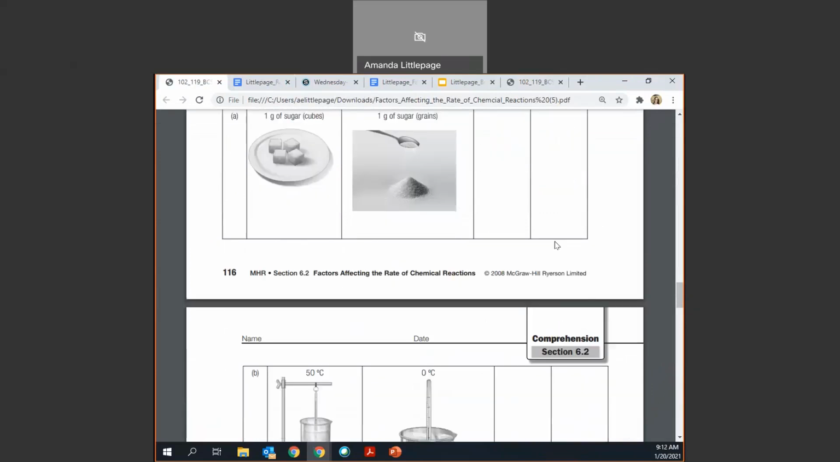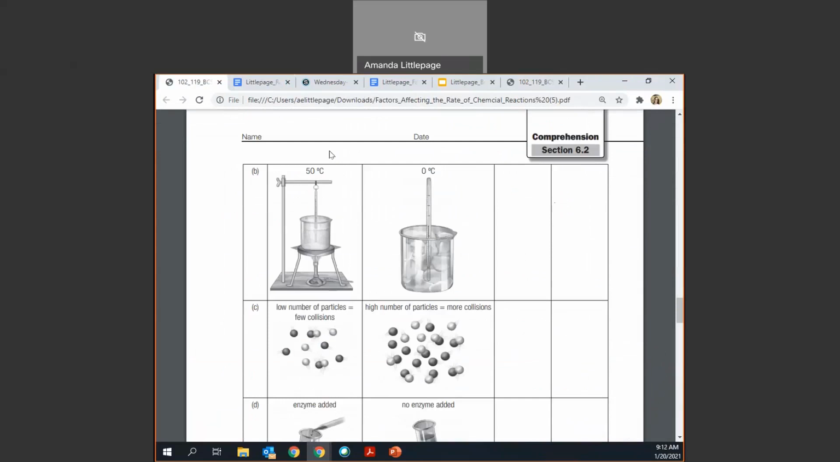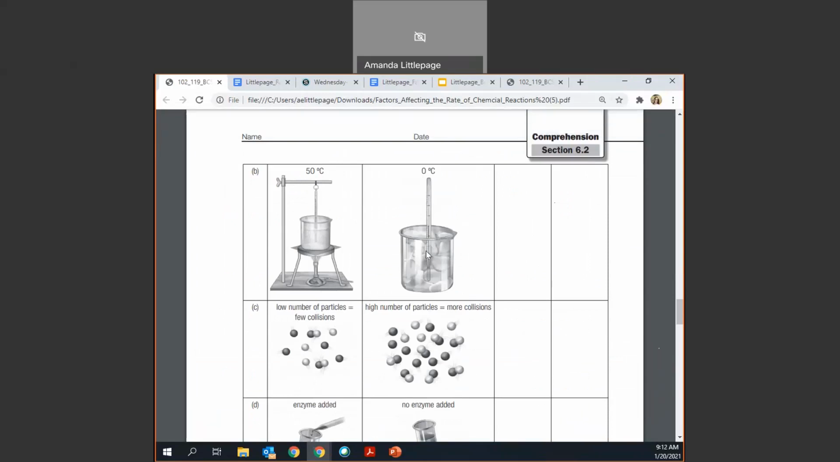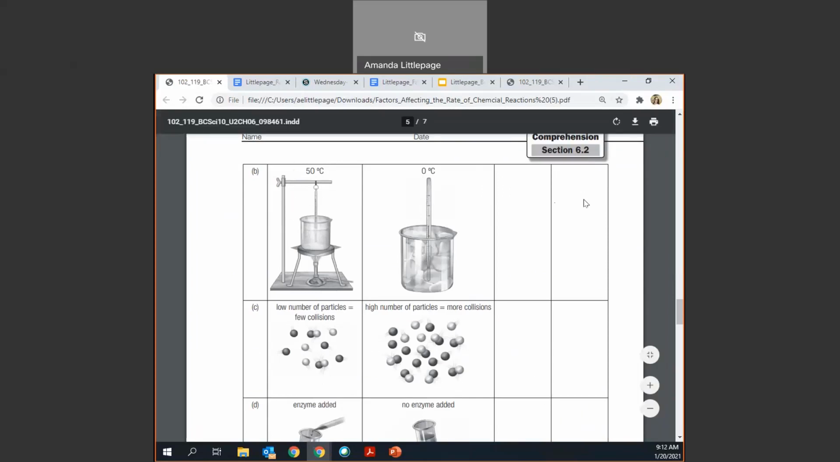What about option B? We have two temperature scenarios, 50 degrees Celsius and 0 degrees Celsius. So for this scenario, the response would be situation X. This situation here with the beaker, 50 degrees Celsius, is going to have a higher reaction rate, and that is because of the factor known as temperature.